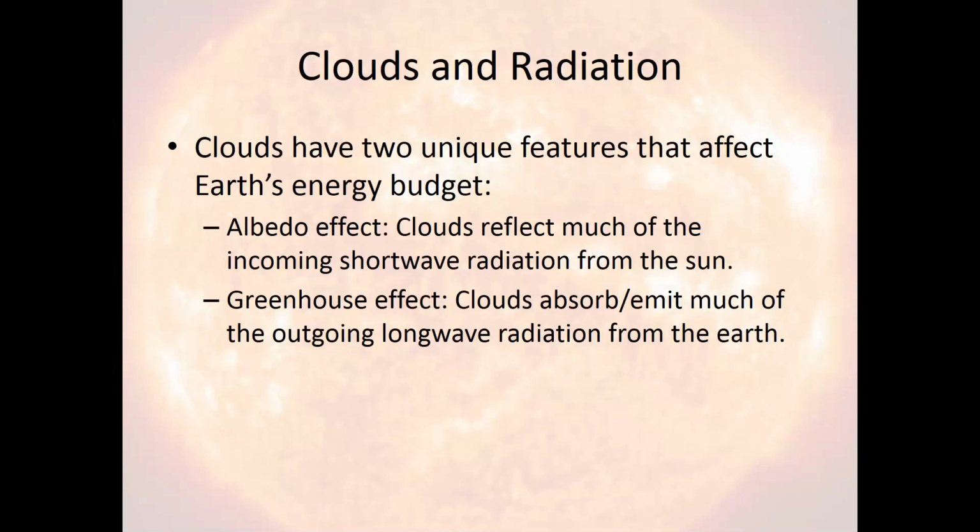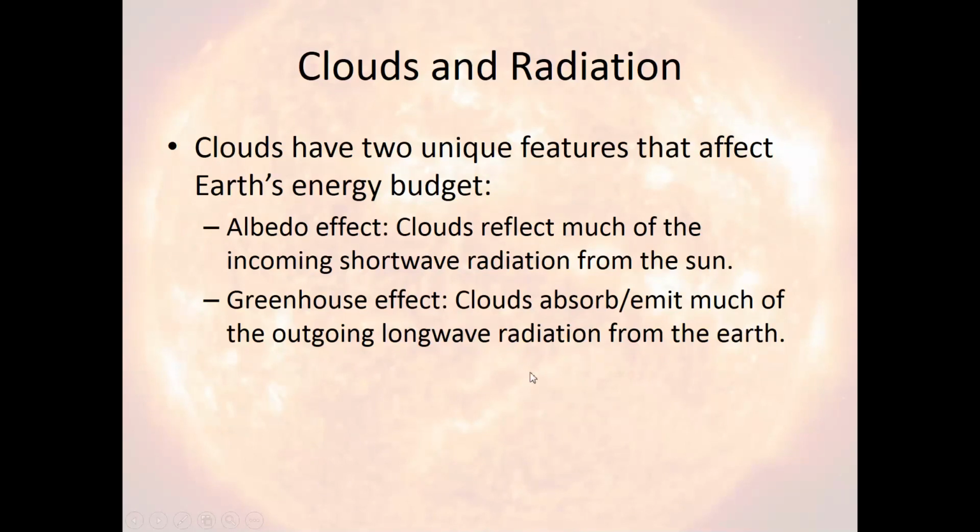During the daytime, the albedo effect is key. Clouds reflect much of the sunlight, keeping the Earth cool. On the other hand, at night, because there's no sunlight coming in, albedo doesn't really matter. Instead, it's the cloud greenhouse effect that greatly influences nighttime temperatures. Radiation that the Earth is giving off is absorbed and emitted back down by clouds, keeping the Earth warm.